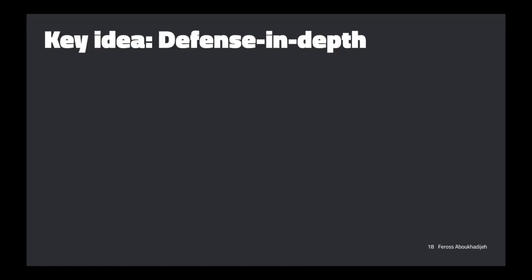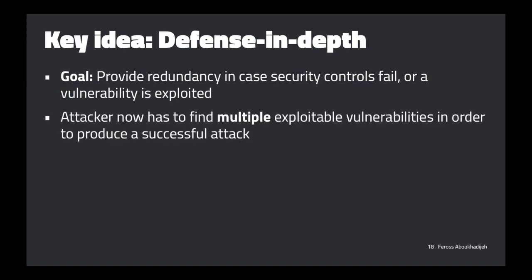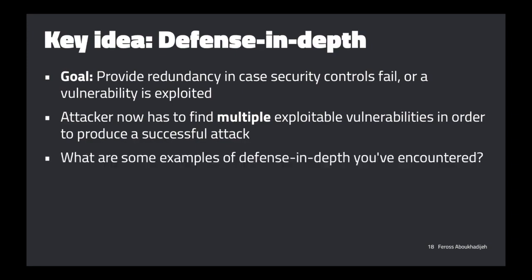And the concept here is this key idea of this class and of all computer security, which is the idea of defense in depth. This term means we want to provide redundant security so that even if one measure fails, it will be saved by another one. And so the attacker now has to find multiple vulnerabilities in order to produce a successful attack. We sort of have multiple layers of defense. So can anyone think of any examples of defense in depth in computer systems that you might have used?